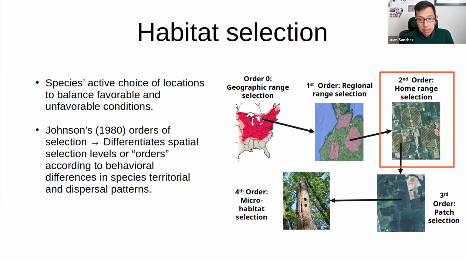I did this because birds have particular behaviors: during certain times, specifically during their breeding time, they limit their movements to certain areas. And these areas can be measured. That's what we call home ranges.